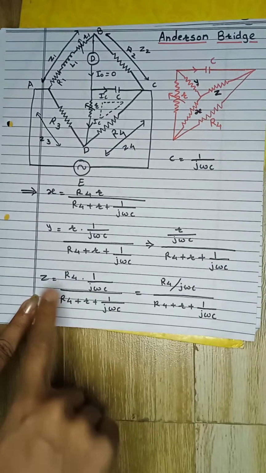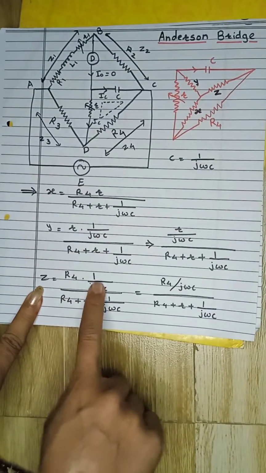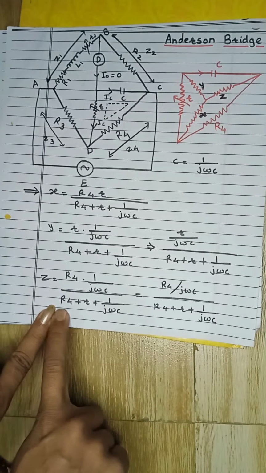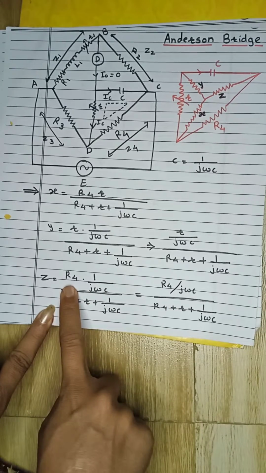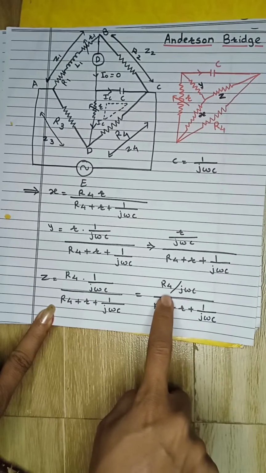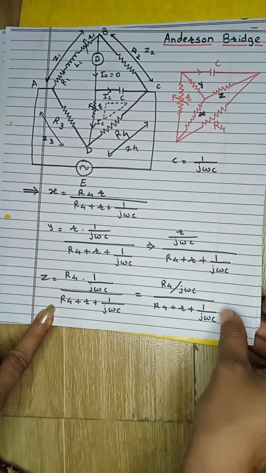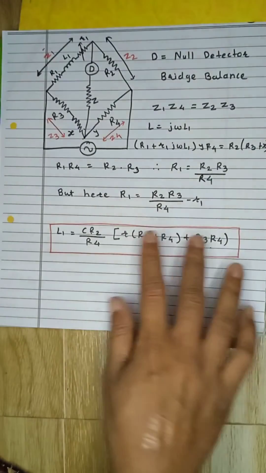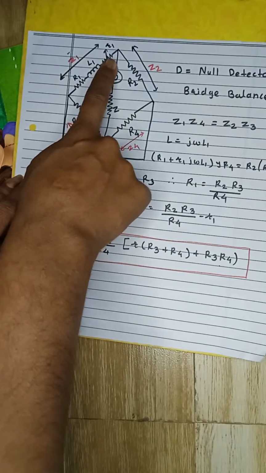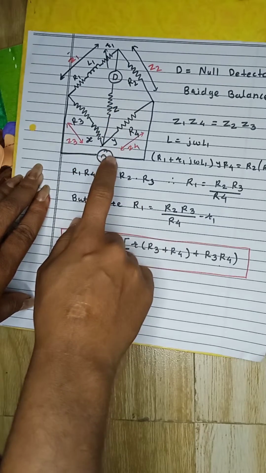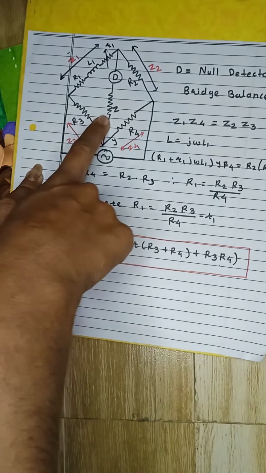Then z, the adjacent sides of z are C and R4. So R4 into 1 upon j omega C divided by R4 plus r plus 1 upon j omega C. So R4 is multiplied by 1, so R4 divided by j omega C divided by R4 plus r plus 1 upon j omega C. After the conversion from delta to star, we get this diagram. So R1, L1 and small r1, then R2 and y, R4 and x, R3 and this z.